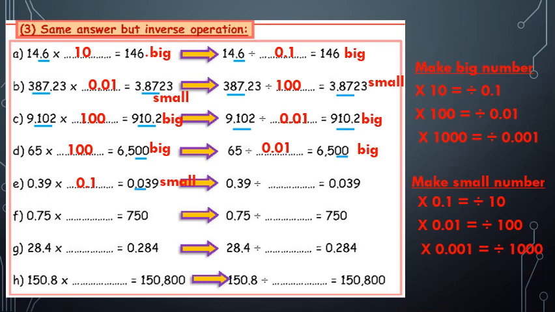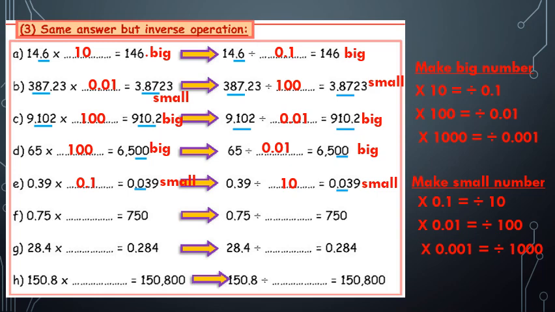The same, but with the inverse operation, divide. The quotient is smaller. That means we divide by 10 or divide by 100 or divide by 1000. How many places does the point move? Only one space. That means we divide by 10.